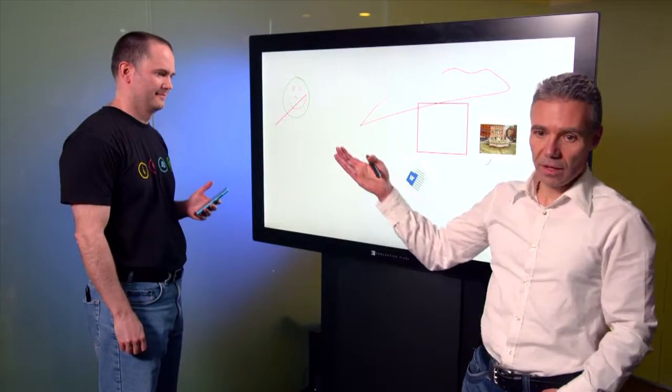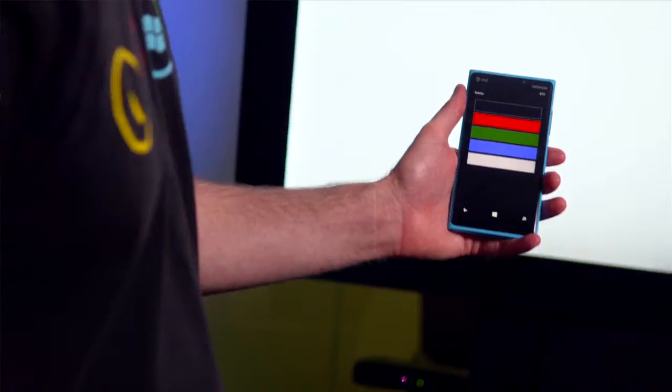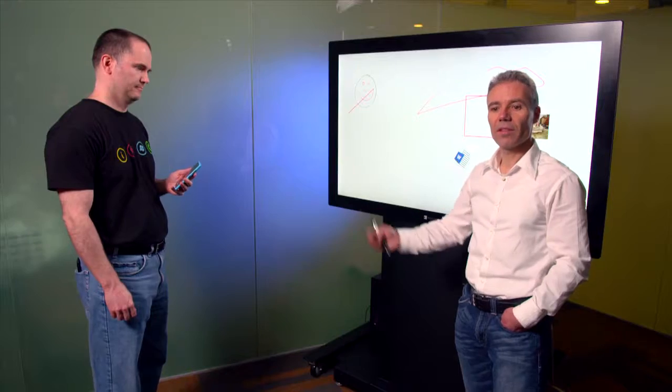If Jason now steps away from the display, what we could have is Kinect informing the phone and the UI on the phone changing based on that.